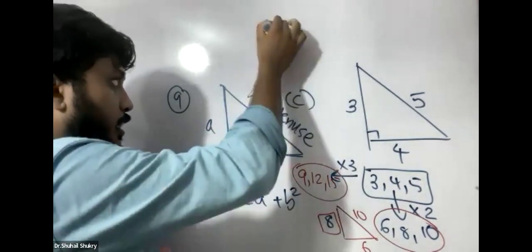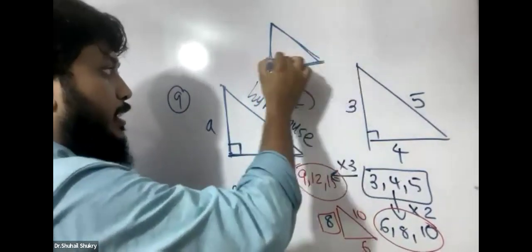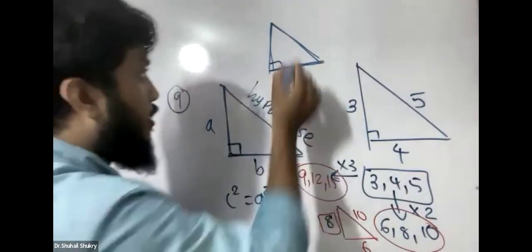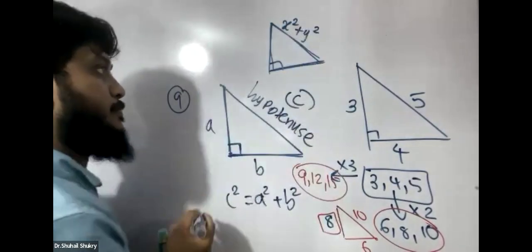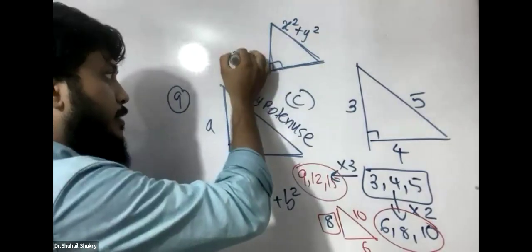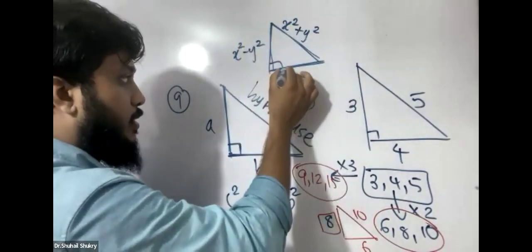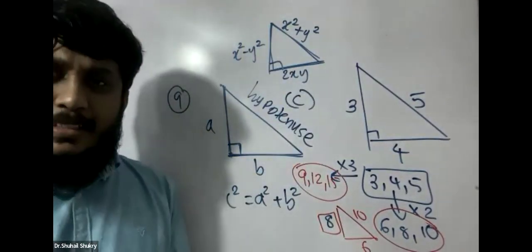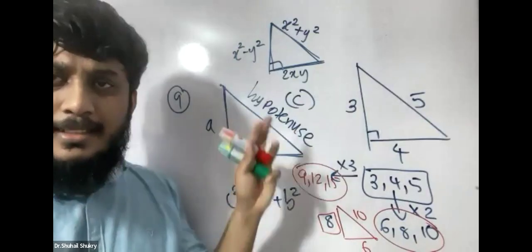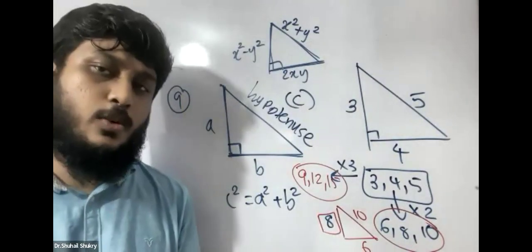If you take a right angle triangle, the longest side can be given by x squared plus y squared. This side can be given by x squared minus y squared. And this side can be given by 2xy. This is what Euclid is telling. You should just know the connections of the three sides with x and y in Euclid parametric equations.